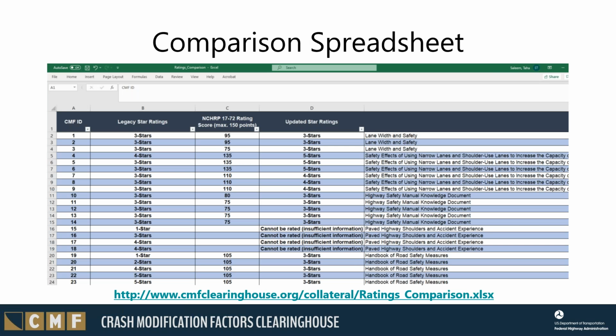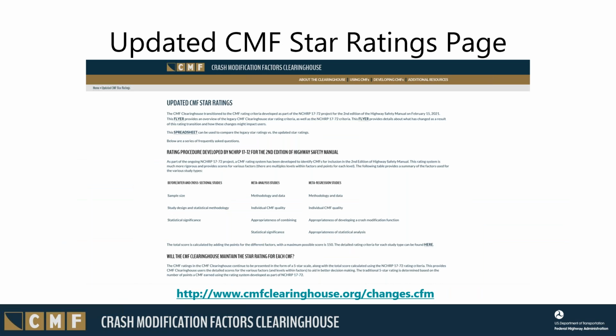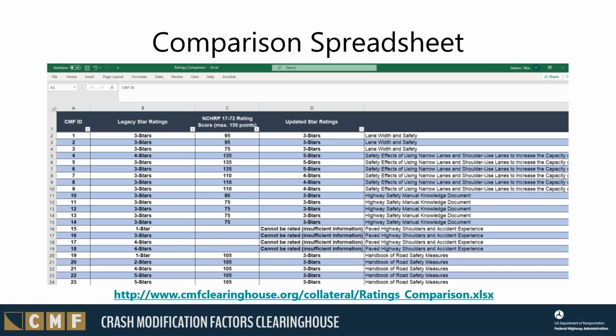Now, as I mentioned earlier, we have also worked on a ratings comparison spreadsheet. This spreadsheet is available on the updated CMF star ratings page. You can see, in the second paragraph on the star ratings page, it says this spreadsheet. If you click on the spreadsheet there, it should download for you, or you can copy the link and download the spreadsheet using the link shown on your slides.